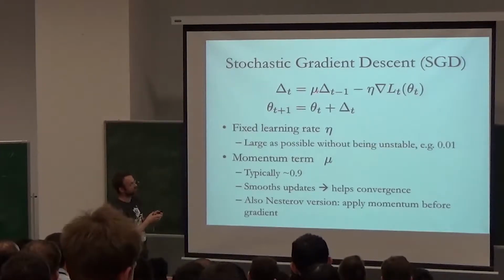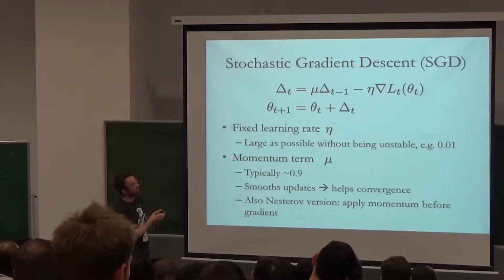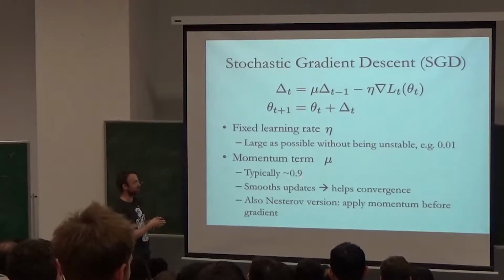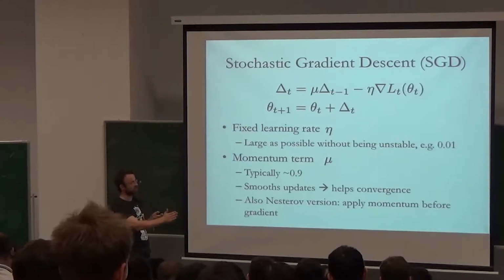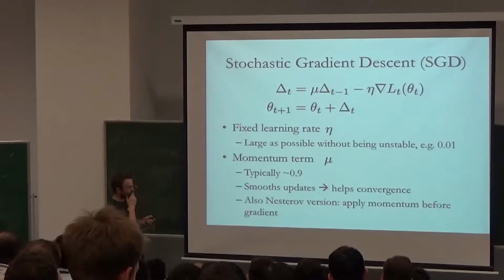So the idea is this momentum term is the previous update you had, and you're just going to have some scalar here, like a value of 0.9 or something. So it's going to generally keep going in the direction you went before, but then you're going to blend in the actual gradient information from the current point you're at.